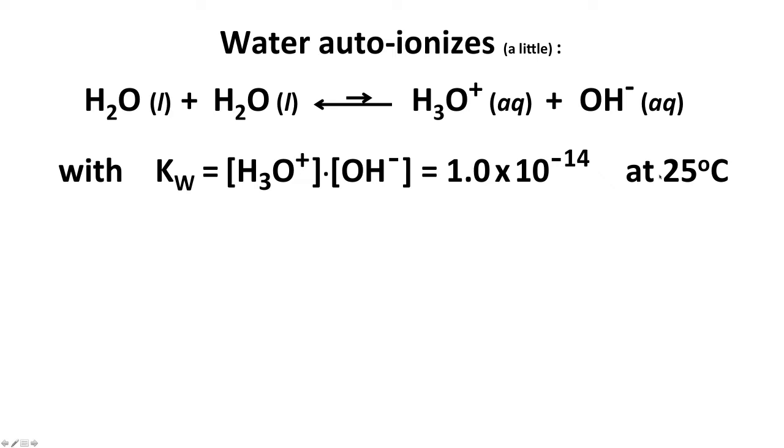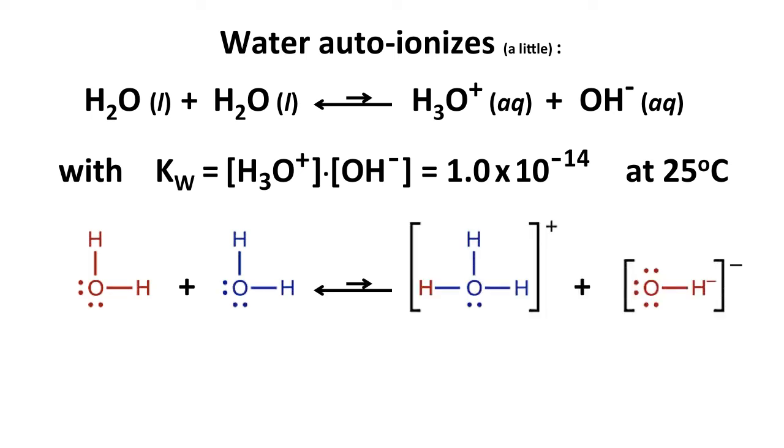And it turns out that at 25 degrees Celsius, this product is 1.0 times 10 to the minus 14th. It's a different value at a different temperature, like with equilibrium constants in general. But this relationship, H3O+ times OH- concentration equals this constant, is true for all solutions, not just pure water, but it's true for acidic solutions and for basic solutions.